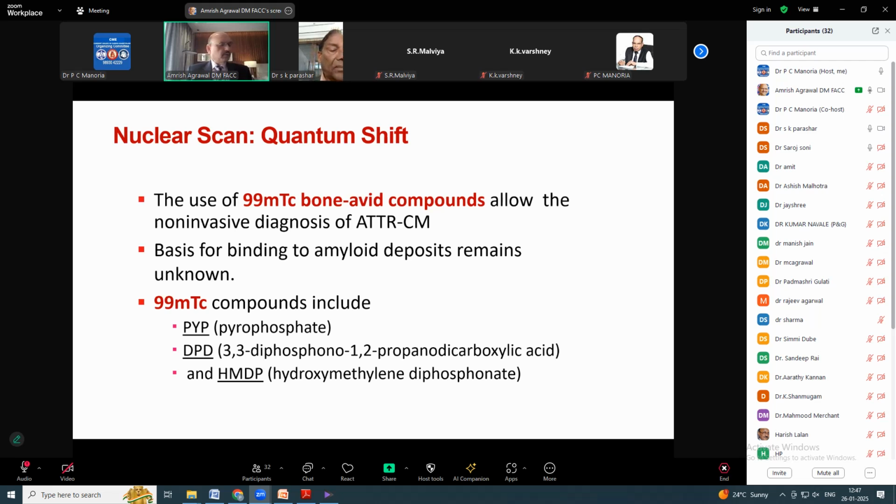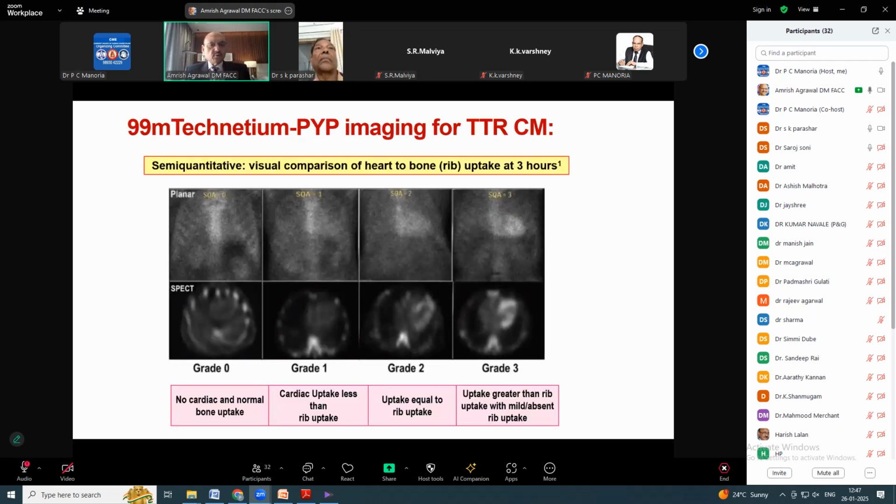So how do we look into it? We look into it in two ways. We can do a semi-quantitative way and a qualitative way. In the semi-quantitative way, on the left side, we can see the planar images and the SPECT images of the nuclear scan. It may appear very complex, but actually it's like an X-ray imaging. So on the left side, you can see that the heart and the ribs, and the ribs are actually more bright than the heart, and this is a grade 0. That means this is not the pattern. There is no uptake in the heart as compared to the ribs.